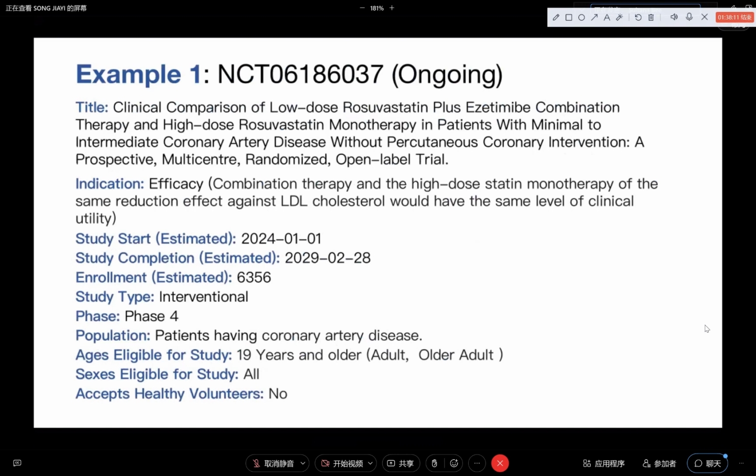The study started in 2024 and will be completed in 2029. So it's an ongoing trial, and enrollment is 6,000 plus. Study type is interventional. It's a phase 4 trial. Population: patients having coronary artery disease. Ages eligible for the study are 19 years or older. Sexes eligible are all. Healthy volunteers are not accepted, because the patients involved in this study have coronary artery disease. So yeah, example 2.